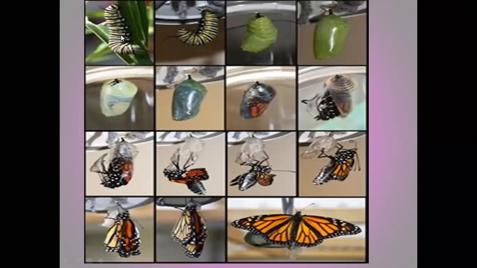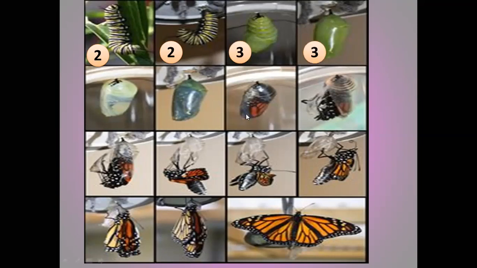Which stage is this, the caterpillar? The caterpillar stage is what number? Two. Again, see here is again stage number? Two. So now here, which stage is this number? Three. And this stage is also number? Three. This stage is again number? Three. Oh, still the butterfly is inside. This is also three. Now, after that, you can see the butterfly is coming out. The stage three is over now because the butterfly is trying to come out from the pupa.